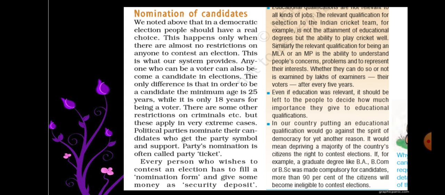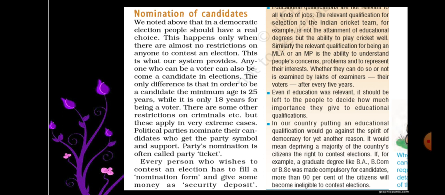Then the principles of the electoral system. Universal adult franchise, which we know, is one of the principles of the electoral system.